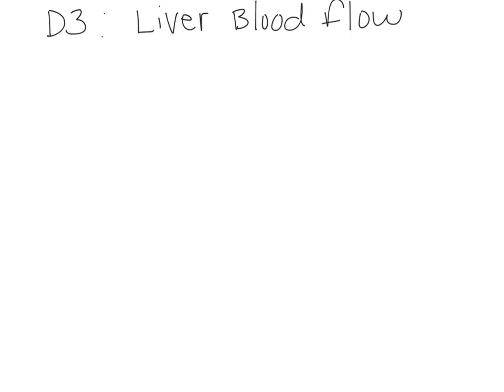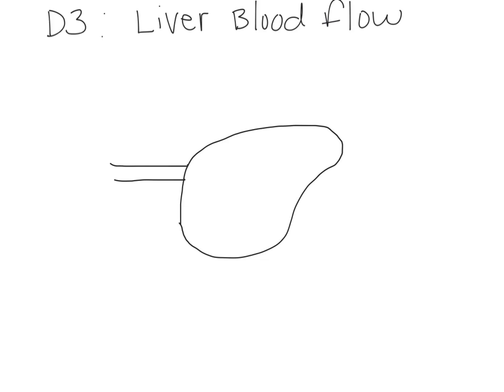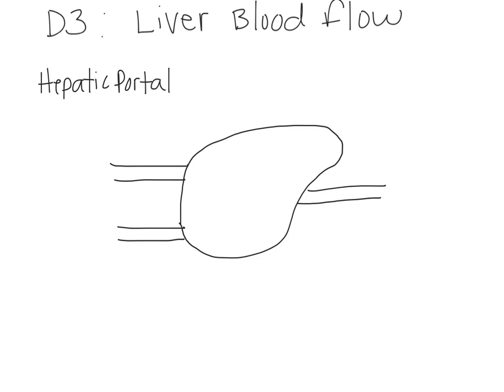The liver is the largest organ in your body, and it does a lot of really important things in terms of regulating nutrient levels in the blood. In terms of blood flow, we've got two major blood vessels leading into the liver and one major blood vessel leading away from the liver. This first blood vessel is called the hepatic portal vein, and it brings in blood from the small intestine.